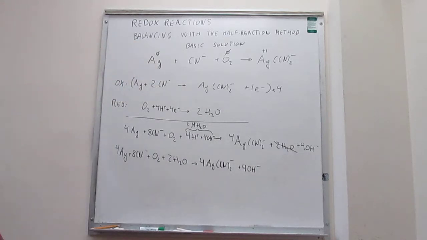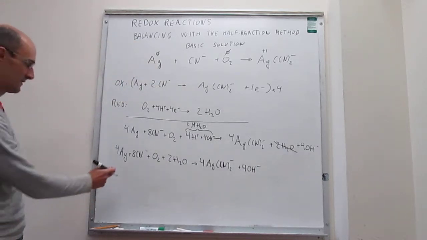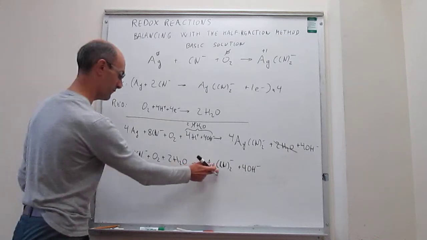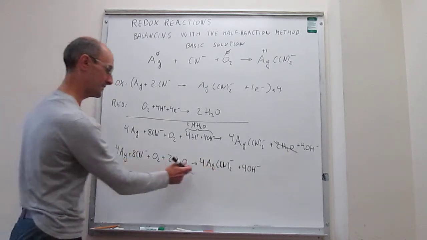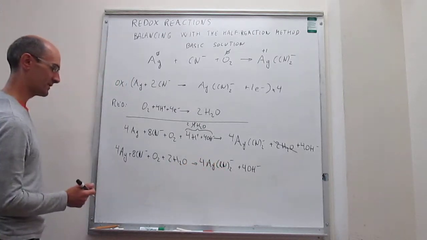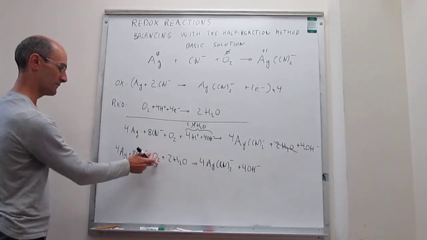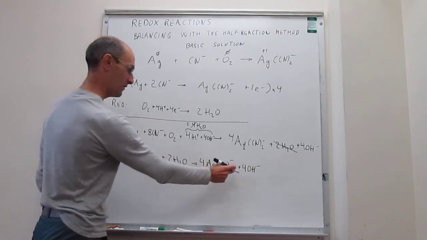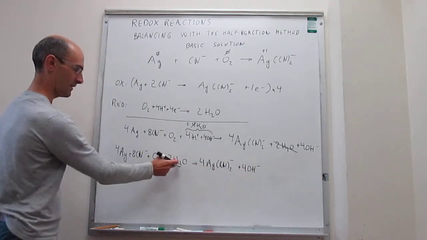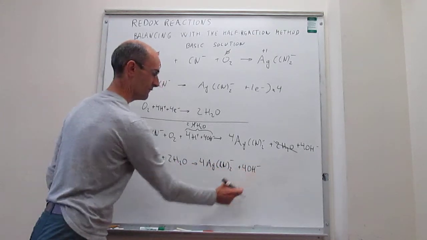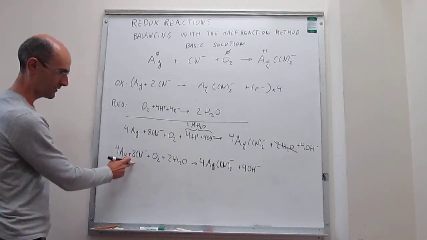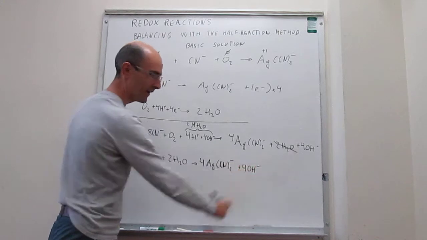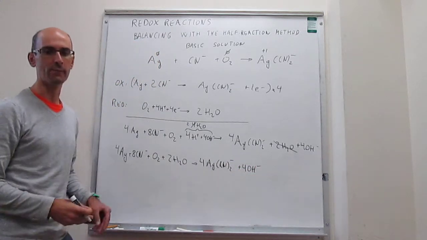Let's double check that this reaction is well balanced. Silvers, we have 4, and we have 4. Cyanides, we have 8, and 4 times 2 is 8, so that's balanced as well. Oxygens, we have 2 and 2, 4. 4, that is balanced. We have 4 hydrogens, that is balanced. Let's now look at charges. 8 negative charges, and then we have 4, and 4, 8 negative charges. So the reaction is well balanced.